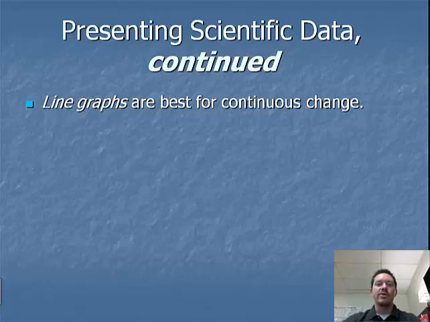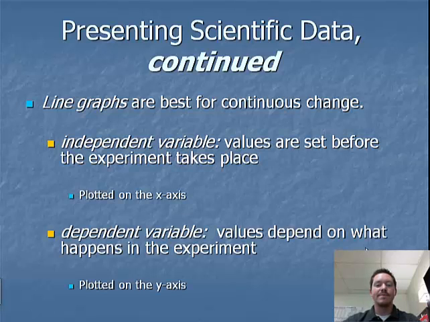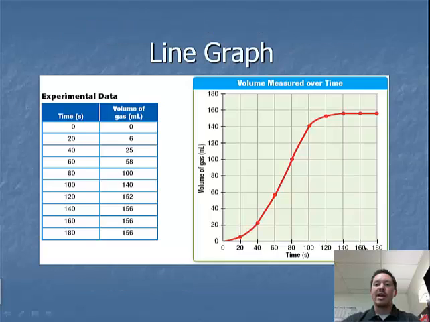To start, our first graph is a line graph, and these are best for continuous change. Two vocab words here, independent variable and dependent variable, are things you probably have seen before. The independent variable are values that are set before the experiment. We plot this on the x-axis, or that bottom line on a graph. The other is the dependent variable, which depends upon what we do to the independent variable, so it will change depending on what happens in the experiment. And we plot that on the y-axis.